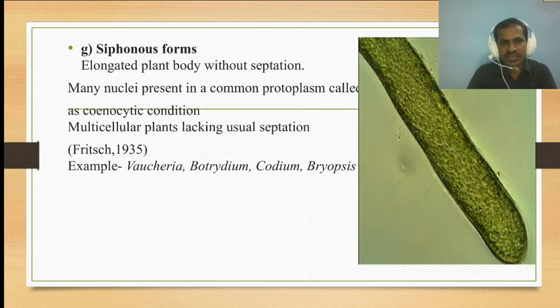The next form is siphonaceous. They have an elongated body without septations, with many nuclei in a common protoplasm, which is called the coenocytic condition. They are multicellular plants lacking the usual septation, which is present in Vaucheria, Botrydium and Codium.